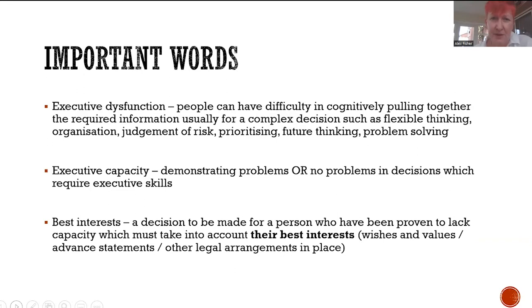Other important words that we use, particularly in Huntington's disease, are executive dysfunction. This is where people have difficulty in cognitively pulling together the required information, usually for a complex decision, such as flexible thinking, organization, judgment of risk, prioritization, future thinking, and problem solving. So think about it, you might have all of the knowledge, but maybe not have the glue to pull it together.